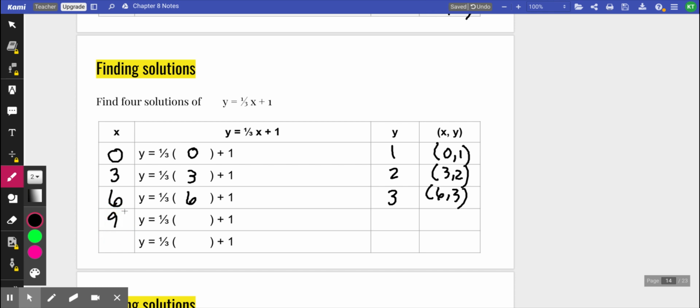And we could plug in 9, right? 1/3 times 9 is 3, plus 1 is 4. So 9, 4 is another solution, right? And let's pick one. Let's do a negative. Let's just plug in -3. Right, 1/3 times -3 is going to be -1 plus 1 is 0. So -3, 0 is also a point.